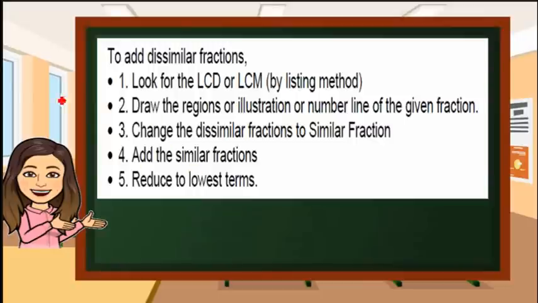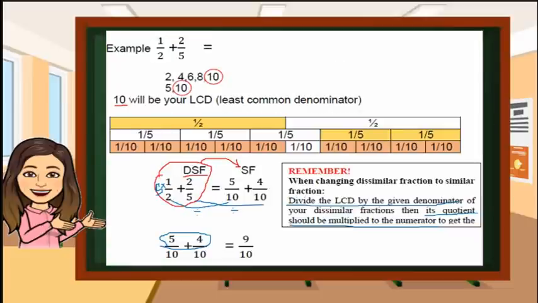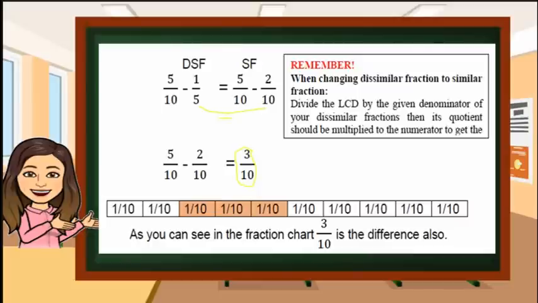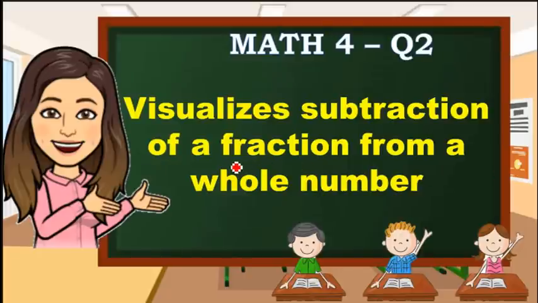So again, when we add or subtract dissimilar fractions, we have to look for the LCD, then draw the regions or illustrations or number line of the given fractions, change the dissimilar fractions to similar fractions, then you can add or subtract the similar fractions and reduce to lowest term. Okay. That's for adding and subtracting dissimilar fractions. And the last topic for this week is about visualizing how to subtract a fraction from a whole number.